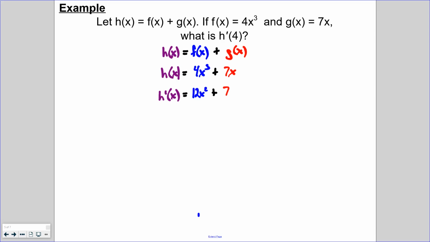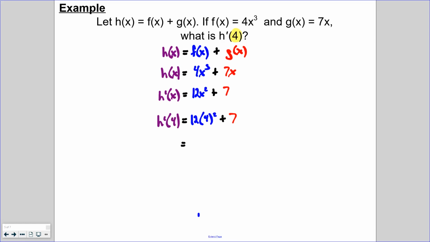Great! But again, we're not looking for the derivative of the general function, we're looking for the derivative at x equals 4. So let's plug it in. h prime of 4 is going to be 12 times 4 squared plus 7.